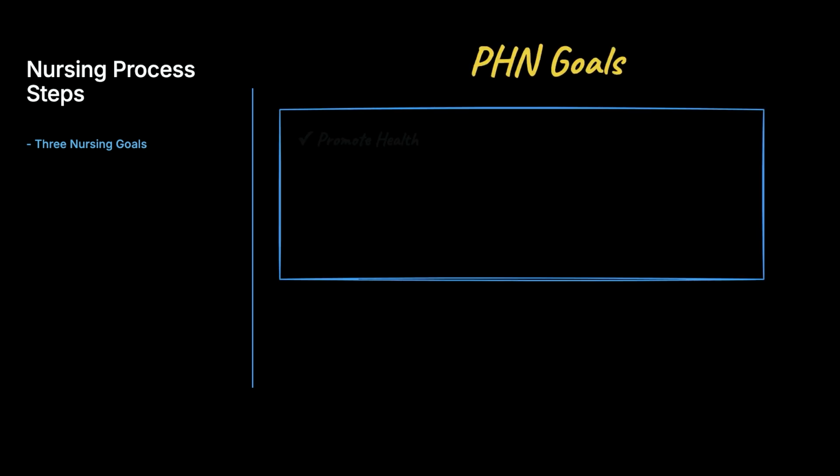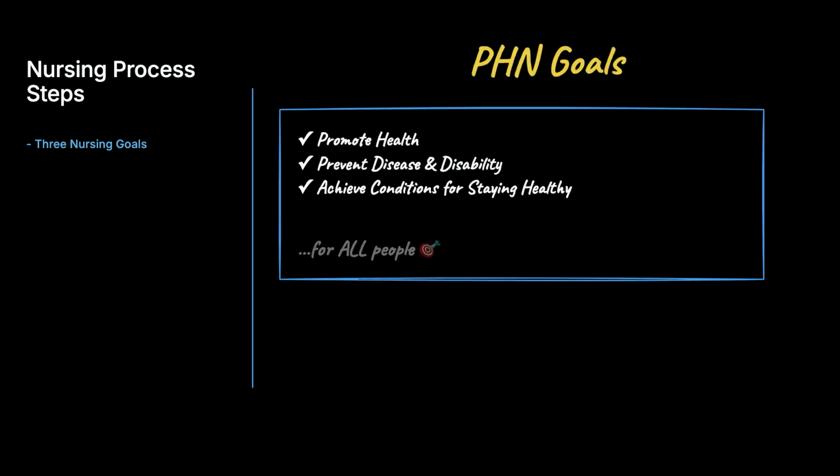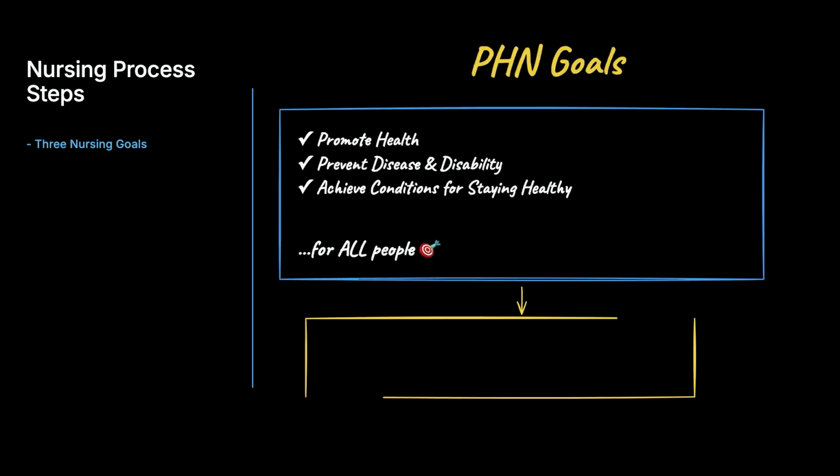Now let us turn to the goals and process of public health nursing. The goals are 3 clean lines: promote health, prevent disease and disability for all people, and achieve the conditions in which people can stay healthy. Notice those words, for all people. Health equity is built into the goal, not added afterward.